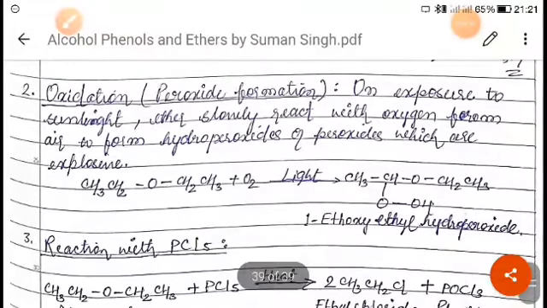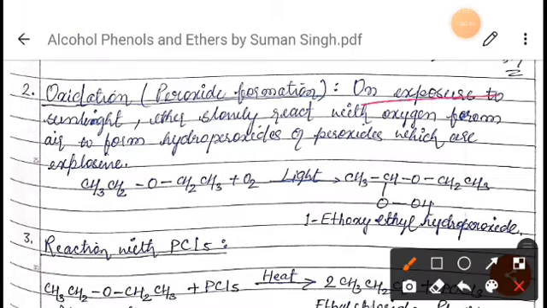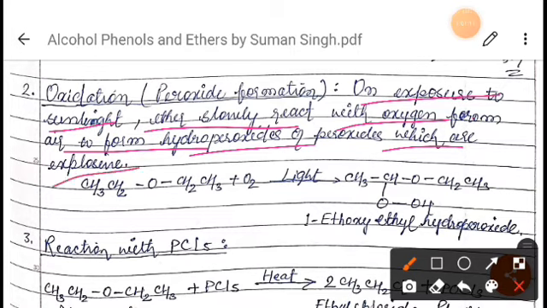Now there is oxidation, as I have already told you, also called peroxide formation. It is very explosive. As you can see, on exposure to sunlight, ether slowly reacts with oxygen from air to form hydroperoxides or peroxides, which are explosive, as I have already discussed. And this is the reaction, as you can see here, right?